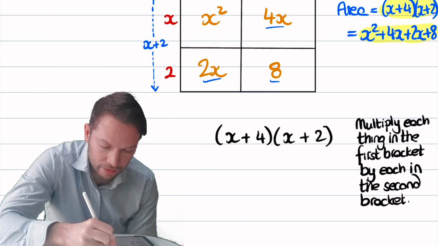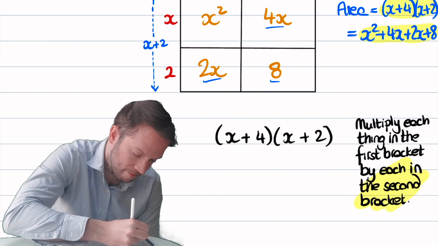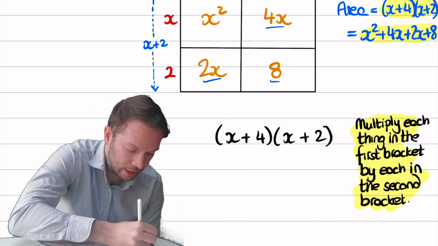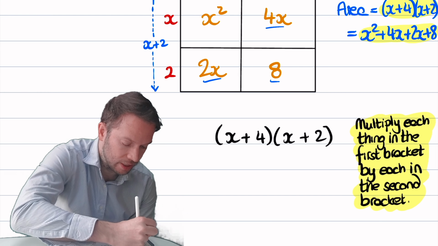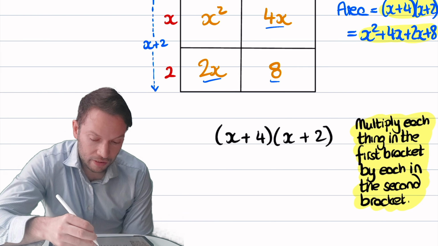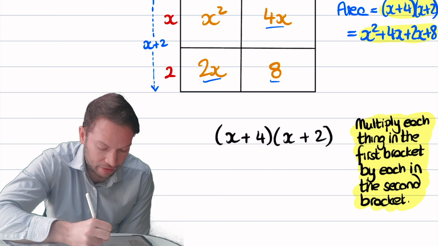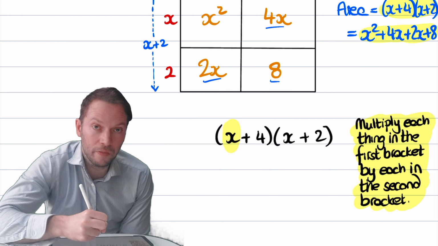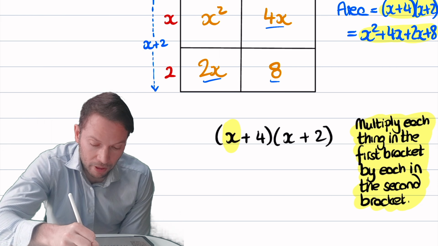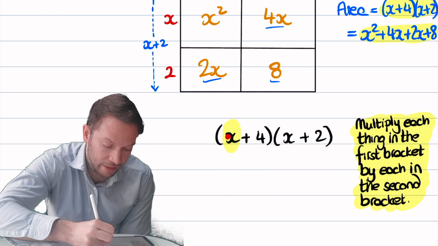Okay, so that is our key point here. And that is the principle for multiplying out two brackets like this. So what we want to do is we want to do each thing in the first bracket times each thing in the second bracket. So let's first do this x in the first bracket, and we're going to multiply it by each of the things in the second bracket.